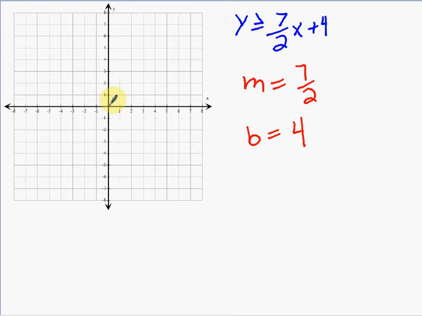My y-intercept goes first, that's my anchor point, so I count up on my y-axis, 1, 2, 3, and there's 4, so I'm going to put a little dot right there. And then my slope tells me that I need to go up 7 and right 2.